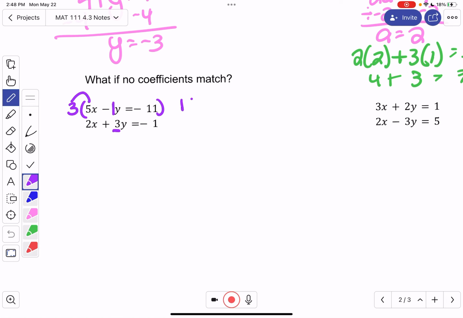So 3 times 5x is 15x. 3 times negative y is negative 3y. And 3 times negative 11 is negative 33. I'm just going to slide this equation right over.